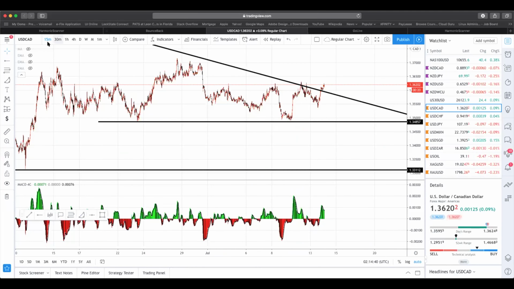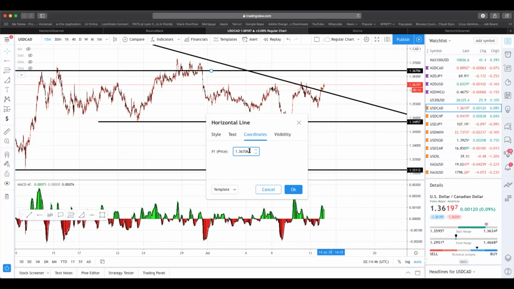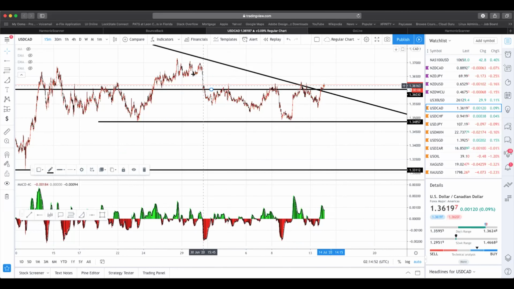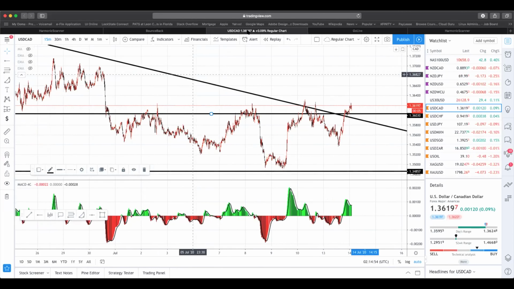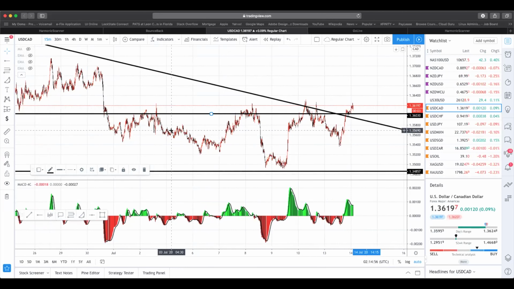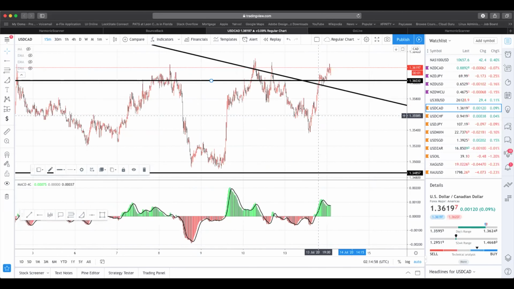So I need to go to the 15-minute time frame. I'll put a horizontal line on. Bam, 1.3603. Type that coordinate in. Okay, so it's looking for a sell. What date was that? I think that was the 13th. Right about here. All right.